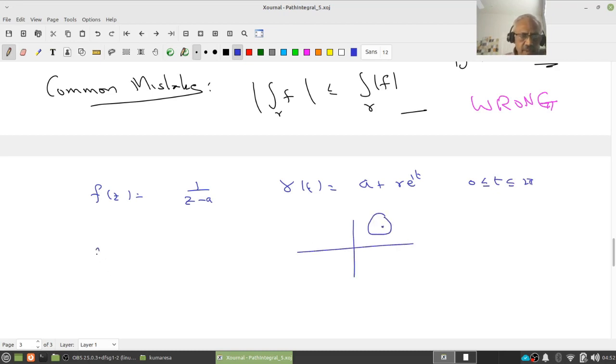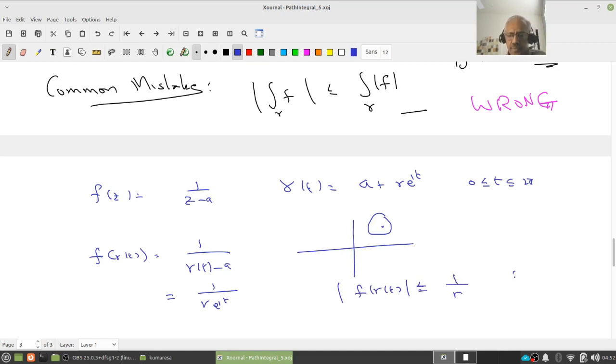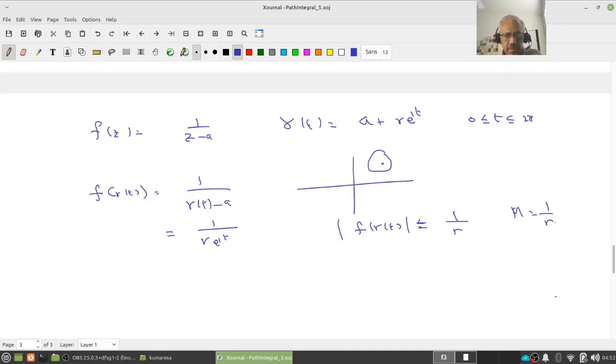Now, gamma t is this. Therefore, this is 1 by gamma t minus a. This is 1 by r e power i t. Therefore, f of gamma t in modulus is 1 by r. Therefore, my M I can take as 1 by r. Okay, keep that in mind. But let's go back. So, f of gamma of t modulus is 1 by r, a constant.